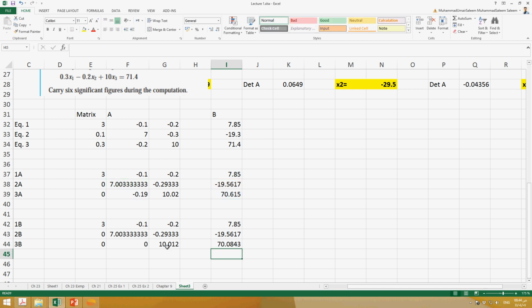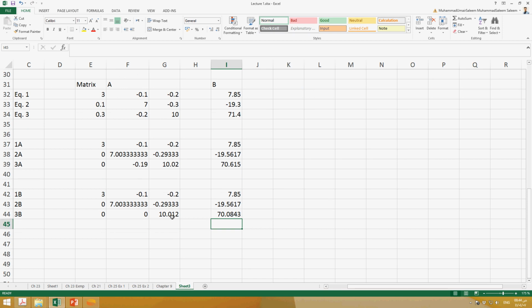So from here now you can find out the value of x3. How can you find out x3? Now all these coefficients are actually, for example, this is 3x1, this is minus 0.1 x2 and minus 0.2 x3, and this is 7 x2 minus 0.29 x3, and this is 10.012 x3 is equal to this. So from here, x3 will be equal to 70 divided by this value. So this is x3, 7.